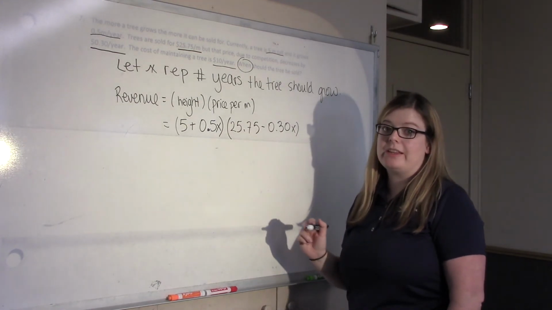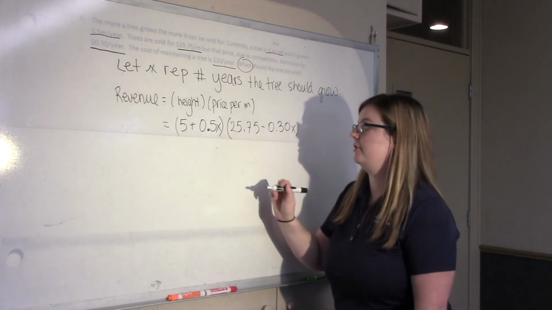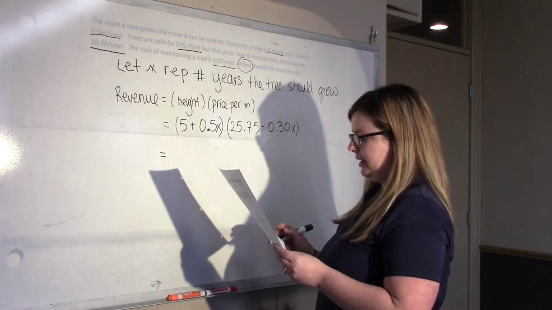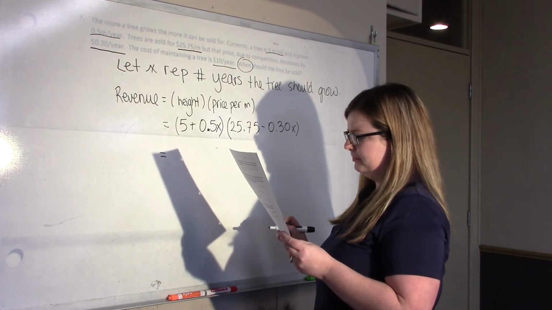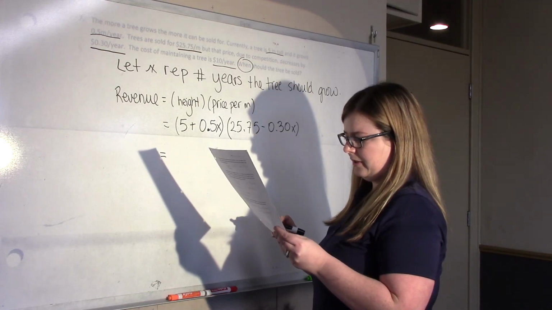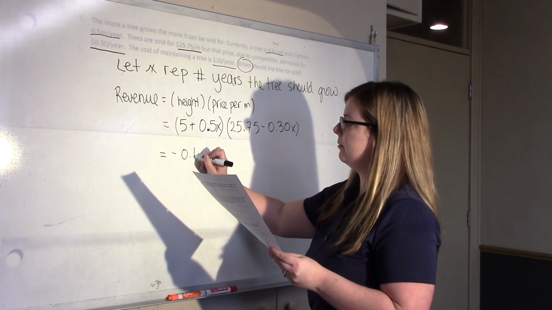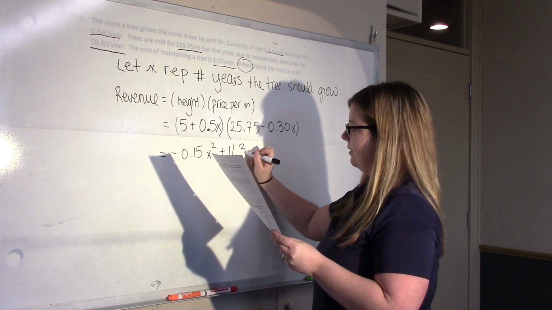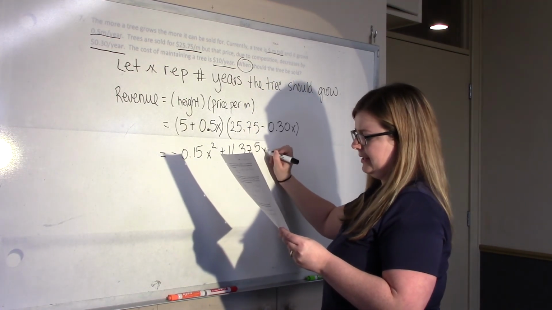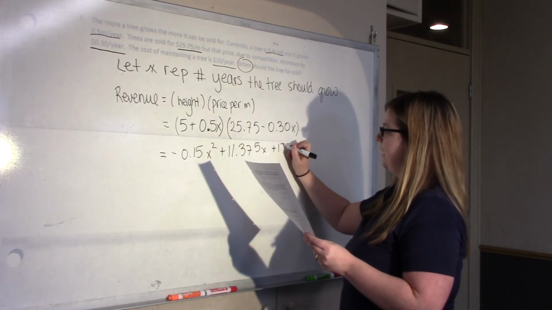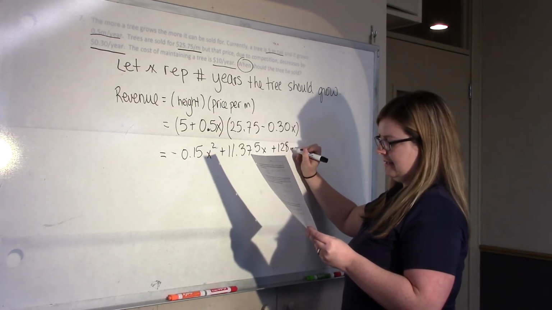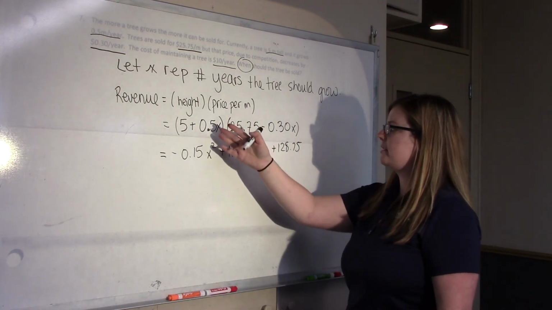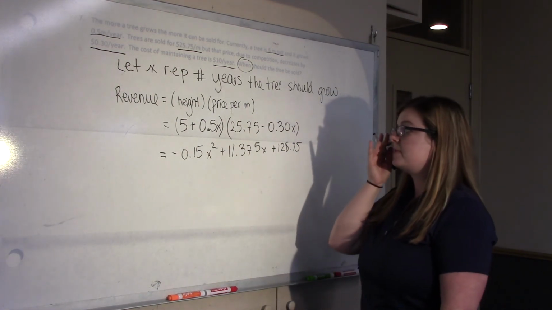You have to FOIL this, expand it, and collect like terms now. So to do that, you get minus 0.15x squared plus 11.375x plus 128.75. Okay, so that's what you get when you FOIL and collect like terms.